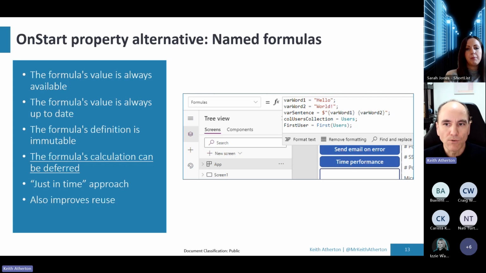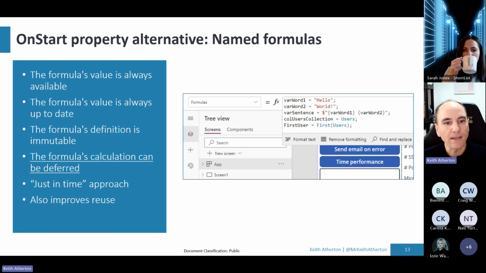Another one, and it's a recent favorite of mine, is named formulas. And I've seen some good blogs about this recently as well, in terms of performance and named formulas from many brilliant people in the community. Now, with the named formulas, again, this is on the app object, and we can see an example there under the formulas property. I've got things like var word1 hard coded to a string, and so on and so on. And some do work on collections there that we can see. There are some advantages with this, like the formula's value is always available and up to date, and it's immutable, which is just a fancy way of saying that you can't change the definition. It's actually fixed like a constant.